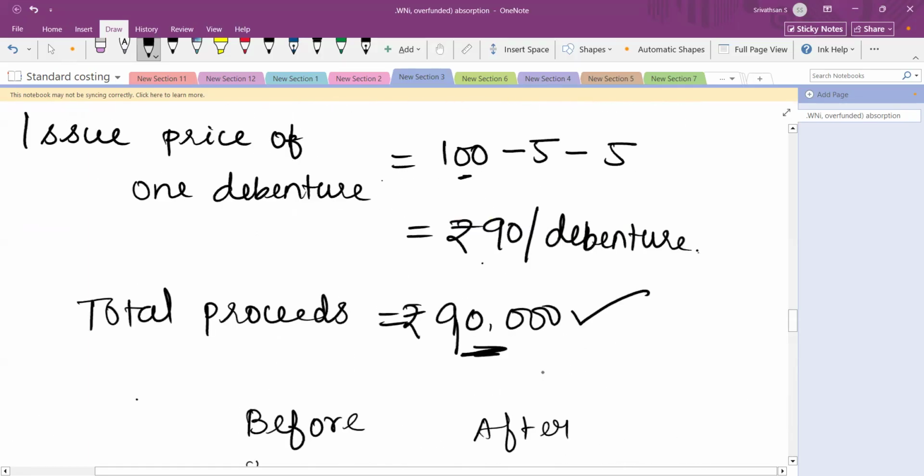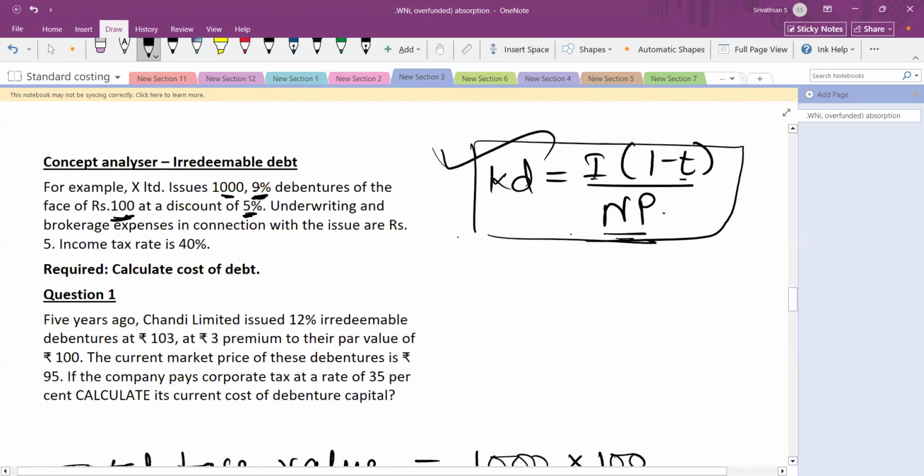Now let's look at the first question for calculating the cost of debt. Question number 1.